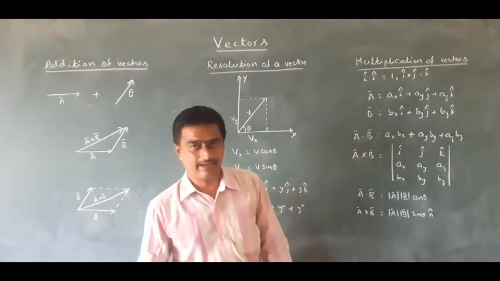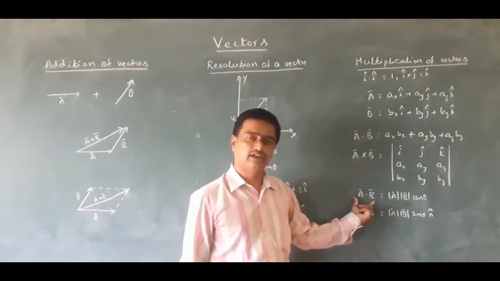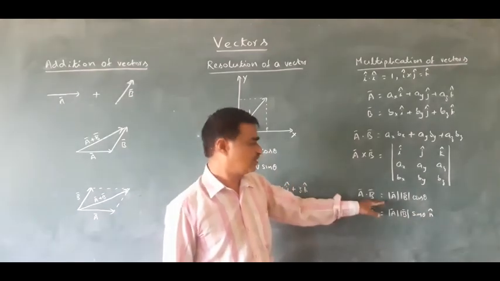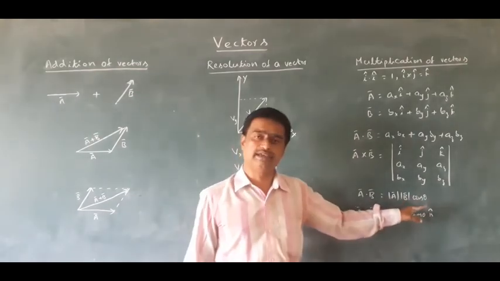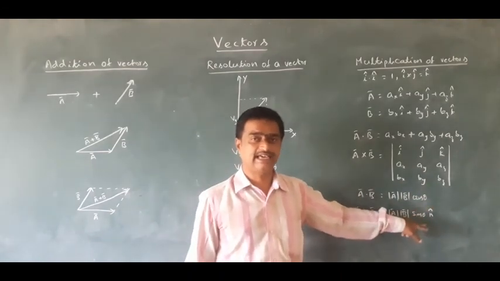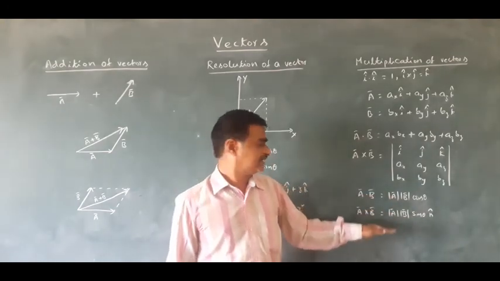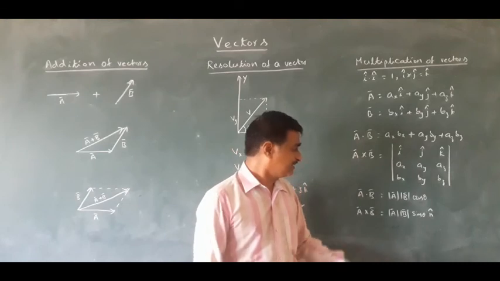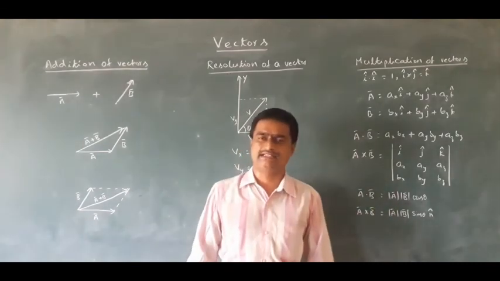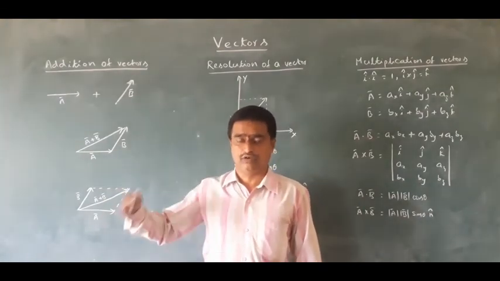Then, to find the angle between two vectors, we make use of this one. It is a number: a dot b, mod a number, mod b number. Then theta is equal to cos inverse of a dot b by mod a mod b. We can find the angle from this one, not from the cross product, because again there is a direction associated with it, a complication. That's why to find the angle between two vectors, we make use of this one. These are just some basic fundamentals regarding vectors. Based on these, we can go to the further chapters.